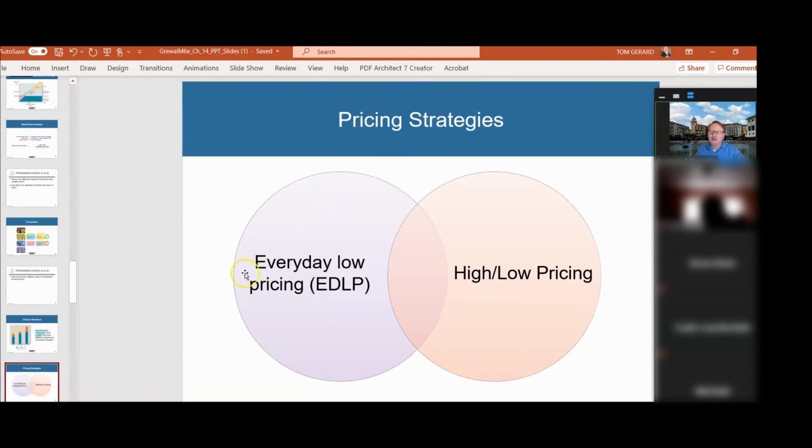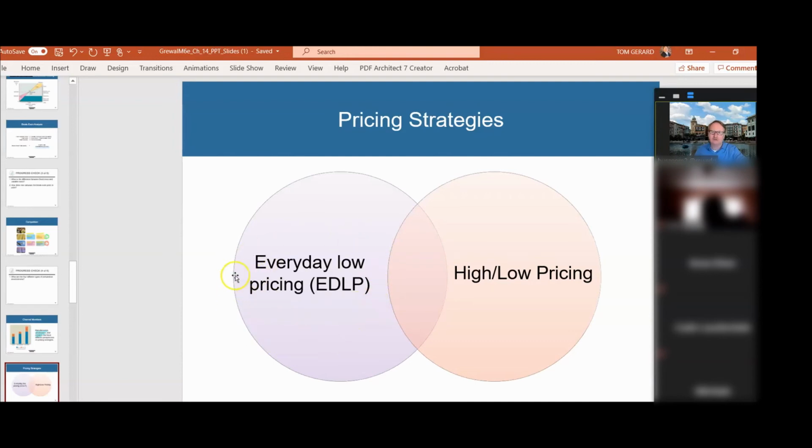So, pricing strategies. Everyday low price, that's your Walmart ad, right? Everyday low prices. And then you have the high-low pricing. So to contrast, the idea with Walmart is they want you to have the concept in your mind that they're always going to be cheaper, right?